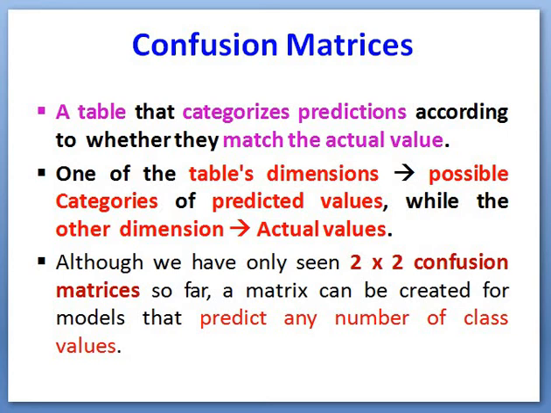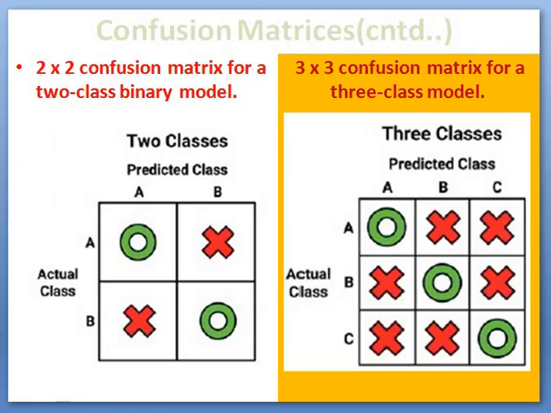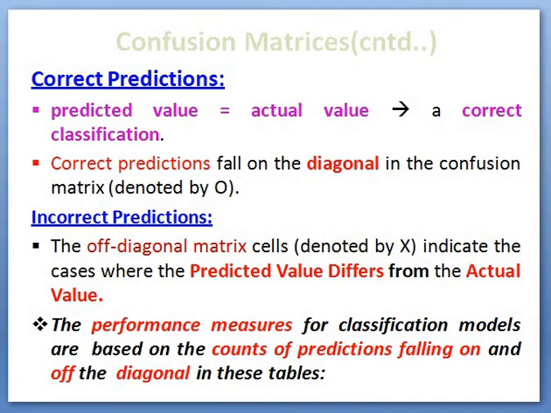In a confusion matrix, one dimension of this matrix represents the predicted values and the other dimension represents the actual values. For a two-class binary classification problem, we have a 2 by 2 confusion matrix. For a three-class classification problem, we have a 3 by 3 confusion matrix. Likewise, for a 10-class classification problem, we have a 10 by 10 matrix.